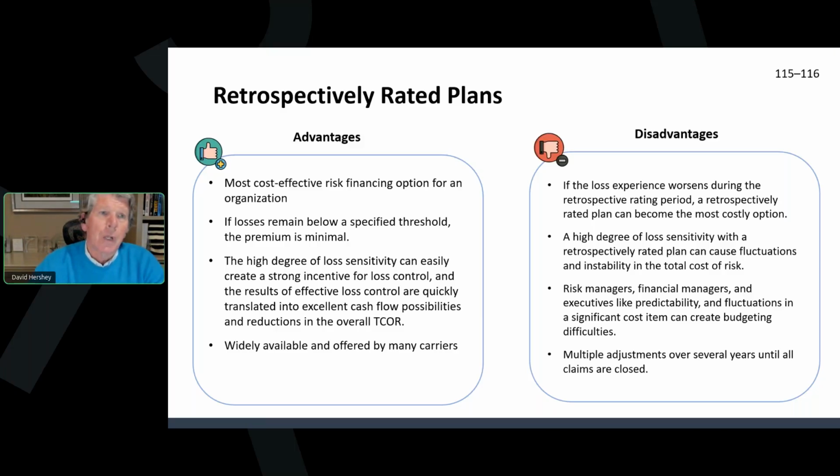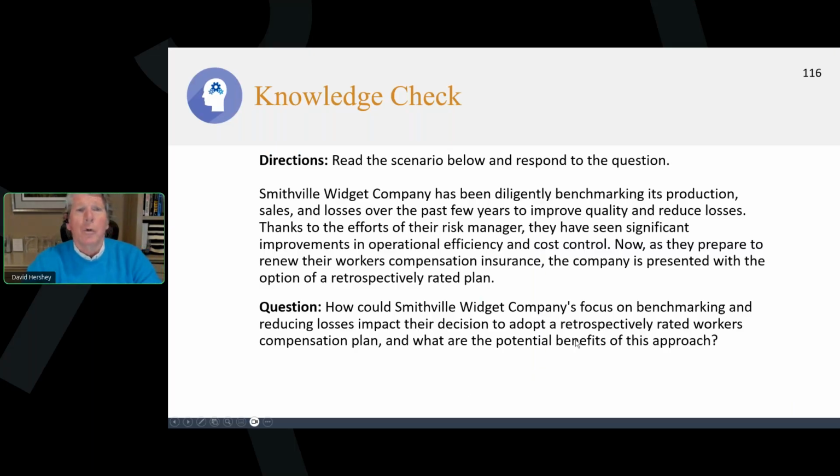So let's talk about our knowledge check. Smithville Widget Company has been diligently benchmarking its production, sales, and losses over the past few years to improve quality and reduce losses. Thanks to the efforts of their risk manager, hey, there's a plug, they have seen significant improvements in operational efficiency and cost control. Now, as they prepare to renew their workers' compensation insurance, the company is presented with an option of a retrospectively rated plan.